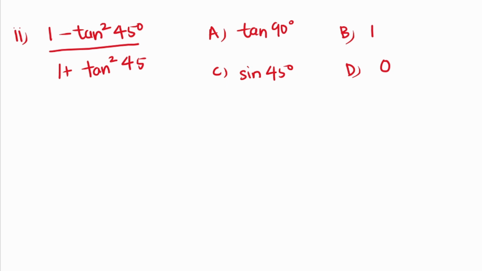This is the next question. Here it is given 1 minus tan square 45 divided by 1 plus tan square 45. Tan 45 is 1, so the square of 1 is 1 only, right? So 1 minus 1 divided by 1 plus 1. 1 minus 1 is 0, so the answer is 0. So option A is given as 0, so it is 0.